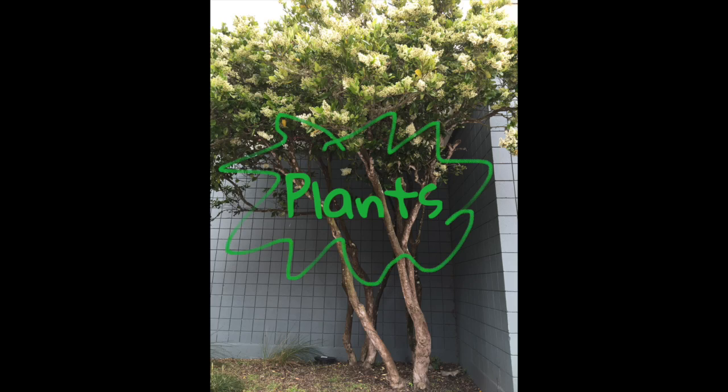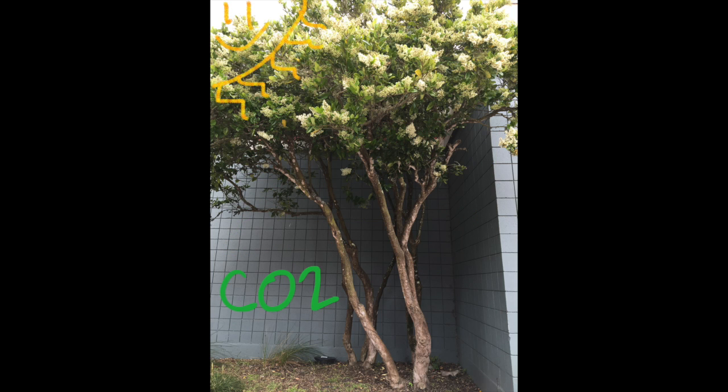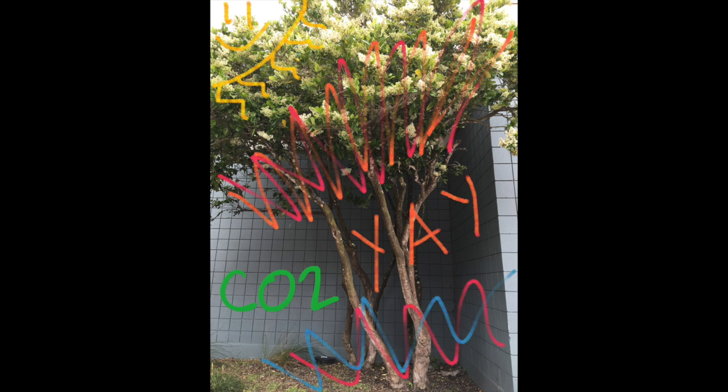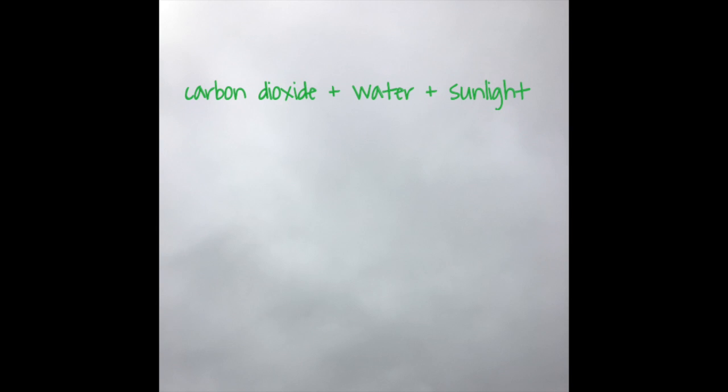Next up, we have plants. Plants such as this tree use sunlight and CO2 from our atmosphere to grow and make their own food through a process called photosynthesis. Plants use photosynthesis to convert sunlight and carbon dioxide into chemical energy. The reaction performed to carry out photosynthesis is carbon dioxide plus water plus sunlight yields glucose, sugar, and oxygen.